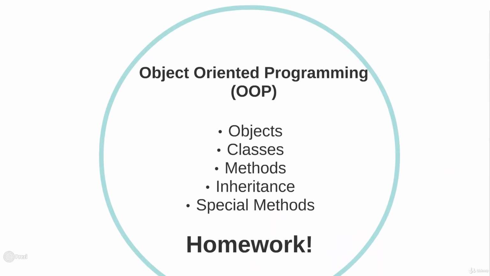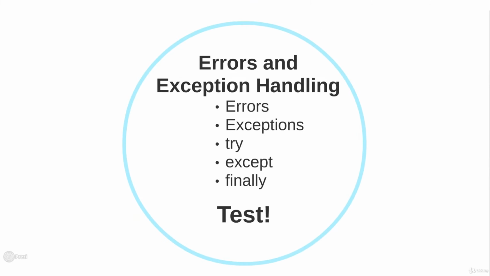Then, we'll move on to object-oriented programming, where we'll learn about objects, classes, methods, inheritance, and special methods, all in Python. Then you'll get a homework assignment to test your understanding. After that, we'll learn about errors and exception handling in Python, including what errors are, what exceptions are, and how to use try, except, and finally to handle errors and exceptions. Then, we'll top it off with a test to test your knowledge and your understanding so far in the course.